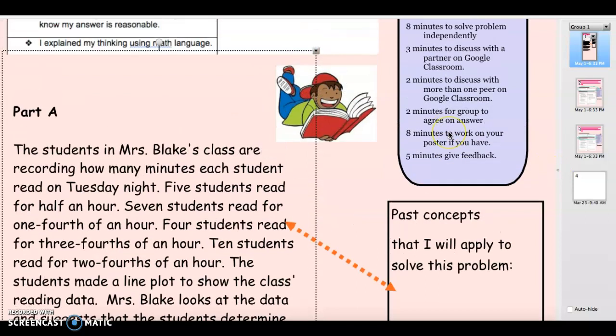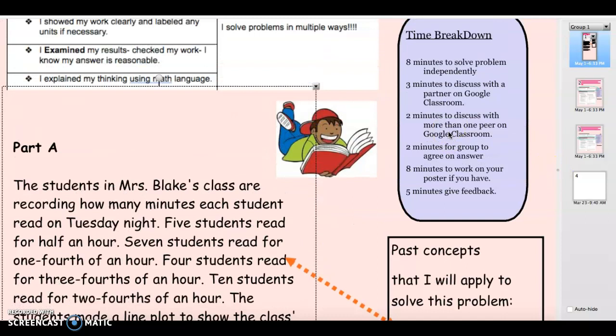I want you to set your timer and take 8 minutes to solve this problem independently. Once you've done that, take 3 minutes to discuss with a partner on Google Classroom. Then take another 2 minutes to invite a couple of other peers to discuss. Once you've done that, as a group, agree on an answer. And then I want you to get started with your poster. Take 8 minutes to do your poster.